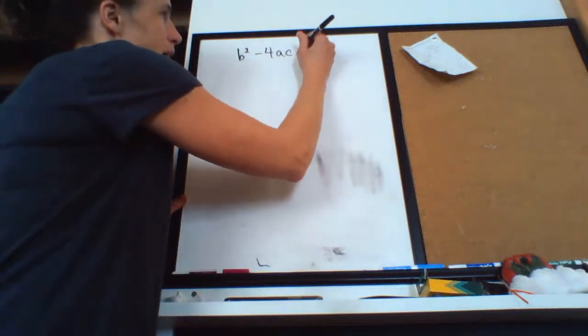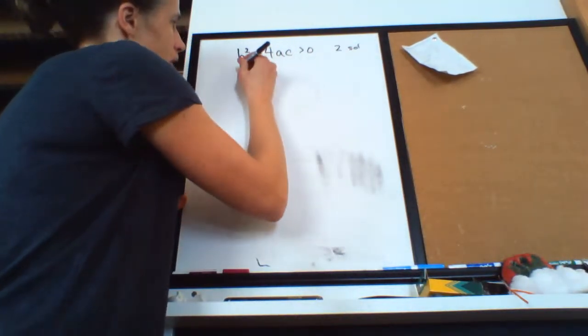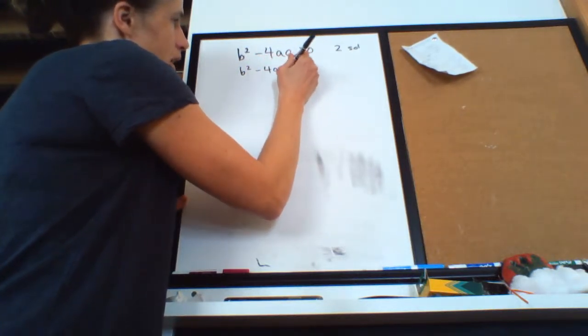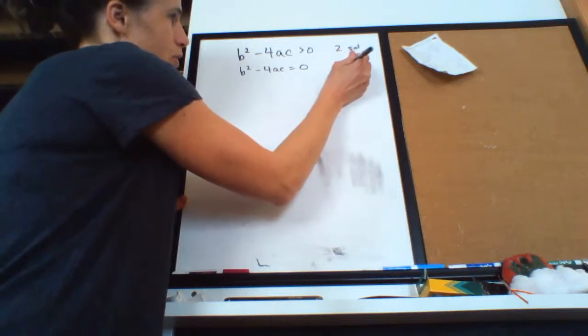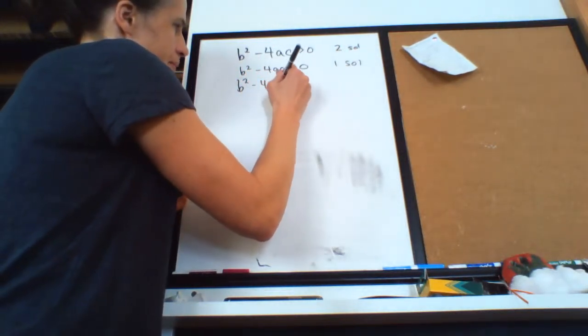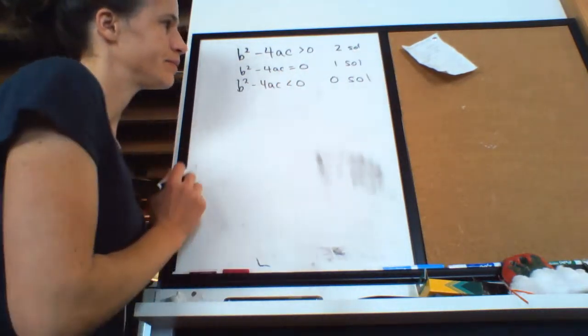And if that's greater than 0, we have two solutions. If b squared minus 4ac equals 0, one solution. b squared minus 4ac less than 0, 0 solutions, right?